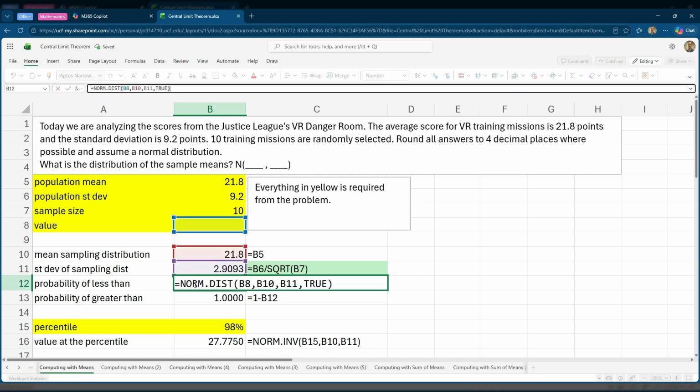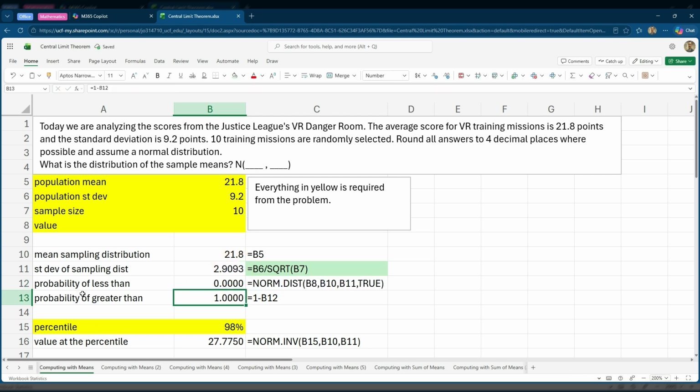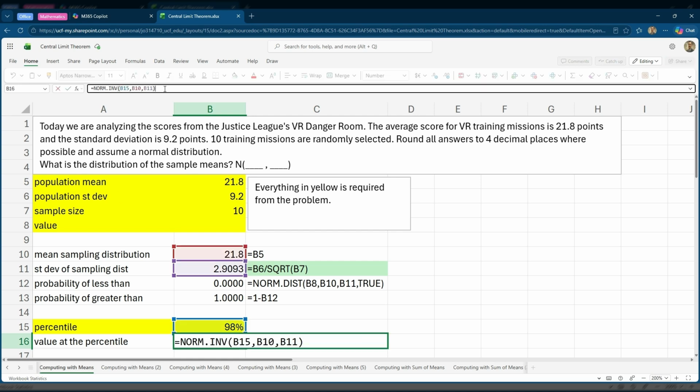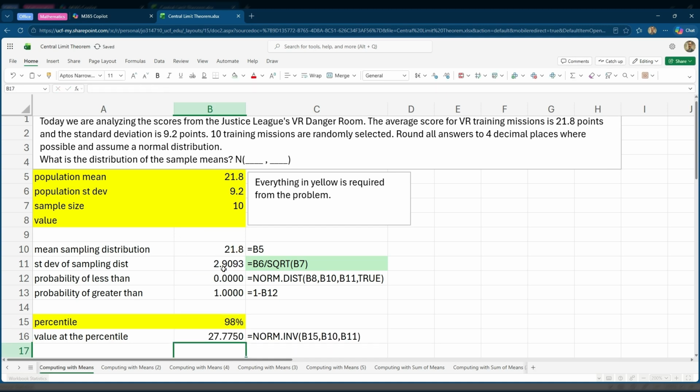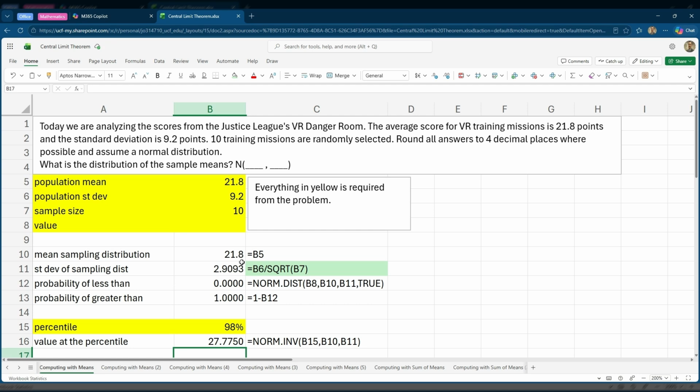And then again, I have the normal distribution. There's the value, the mean, and the sampling standard deviation. And then again, the normal distribution is always true. For greater than, we just use the complement rule, and it's 1 minus the less than, right? And so that's perfect. And again, for our percentile value, I just need the norm dot distribution. And again, it's going to be the percentile, the mean, and the sampling standard deviation. Okay, so that's how we're going to work these kinds of problems.